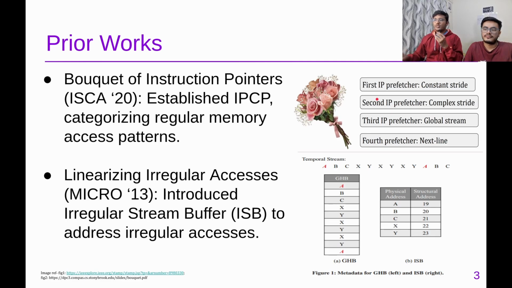Prior work are these two papers, one is ISCA 2020 and another is Micro 2013. This proposed bouquet of prefetchers is a combination of four prefetchers which can be used in different scenarios: constant stride, complex stride, global stream, and next line. All these are regular and can track regular access patterns only. This Irregular Stream Buffer, ISB, can track irregular access patterns. It uses a global history buffer which keeps previous memory accesses so that it can track future access patterns and prefetch based upon that.